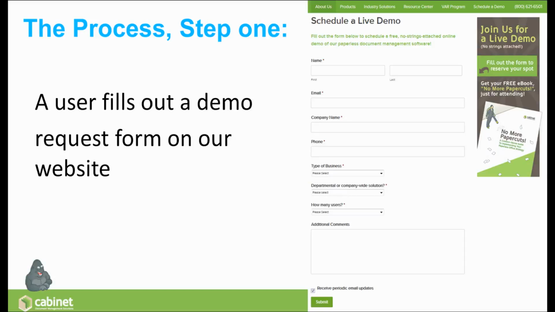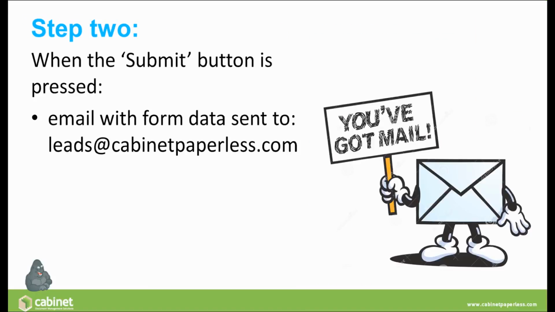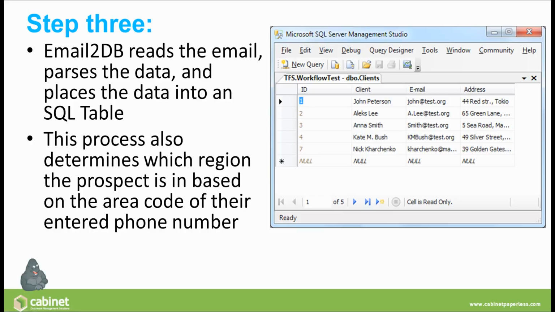Once someone fills out the form and hits the submit button, a couple of things happen. The information from the form is captured into our email marketing database, and that database entry triggers an email to an alias at Cabinet. Then one of the tools that we use, Email to DB, reads the email, parses the data and enters it into a SQL database.